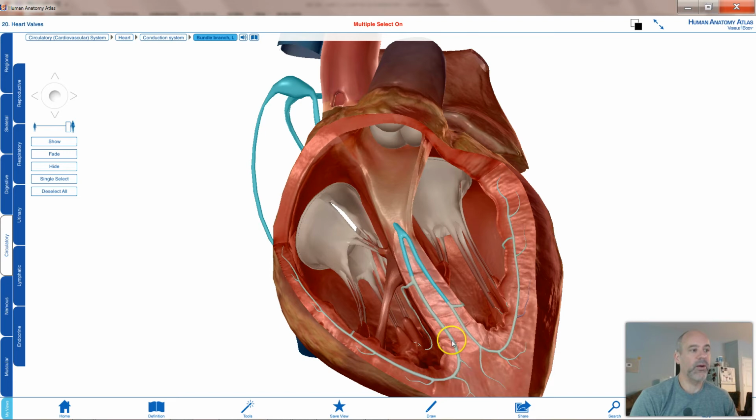right here and right here. And then that leads to these Purkinje fibers. That's the sequence, or the order, of action potential or electrical activity flow through the intrinsic conduction system.